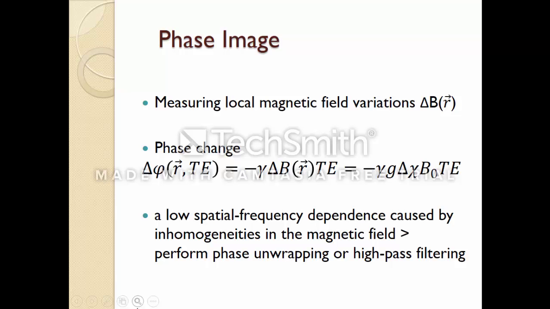So as long as our magnetic field variation is small enough for a given echo time, the phase change is in the interval of minus pi and plus pi. So if the value goes above pi, it wraps to minus pi, and inhomogeneities in the magnetic field cause a low spatial frequency dependence, which means the phase may vary over the image and may appear different than the actual phase. This difficulty can be avoided when we either perform phase unwrapping or apply a high-pass filter.